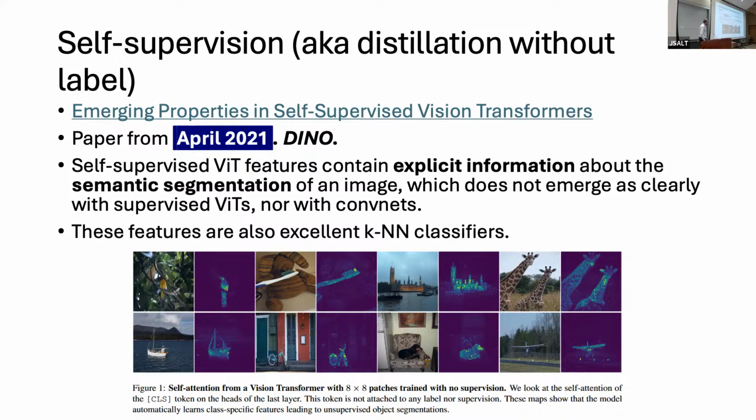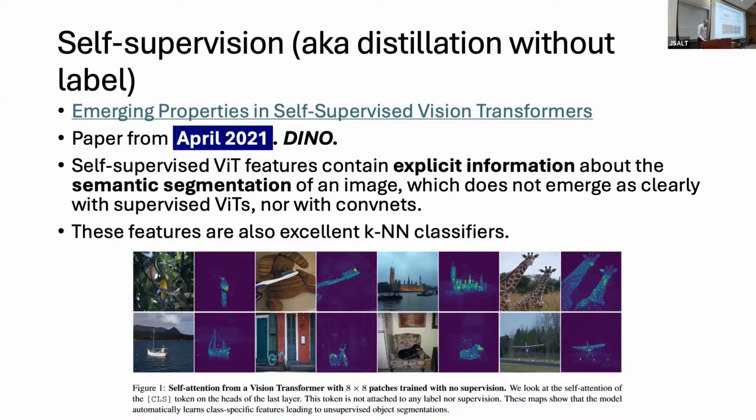So they also found out that the DINO features are actually excellent KNN classifiers, k-nearest neighbor classifiers. So you just need very simple classifiers on top of these features to do your classification.